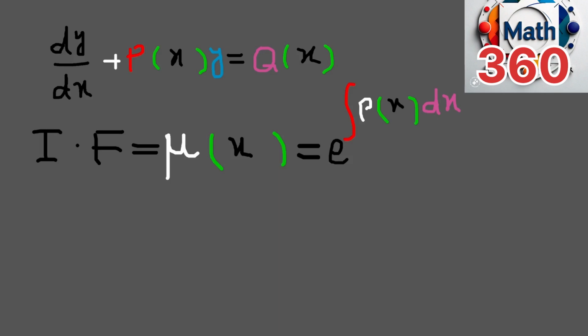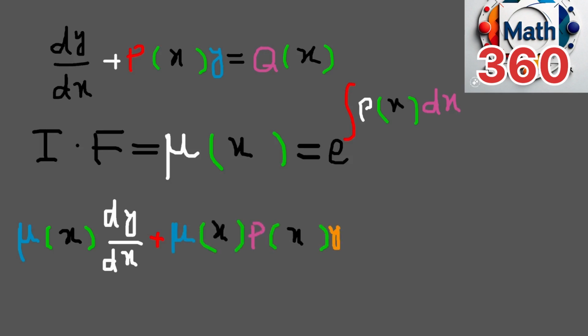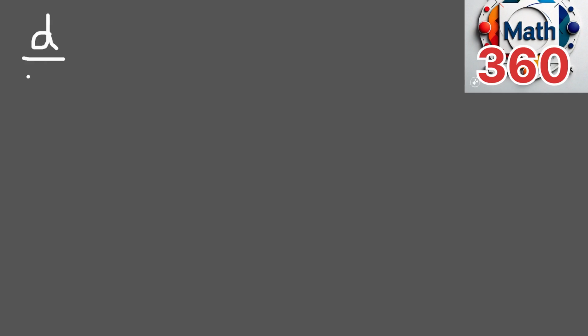Once the integrating factor mu of x is determined, the next step is to multiply the entire differential equation by mu of x. This results in the modified equation mu(x) dy/dx + mu(x)p(x)y = mu(x)q(x). The left-hand side of this equation can now be recognized as the derivative of the product mu(x)y, written as d/dx of mu(x)y.